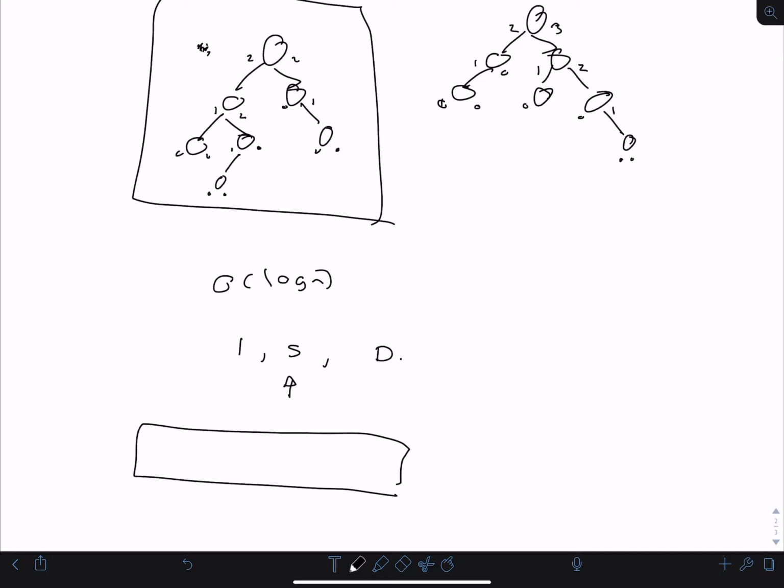The left tree. Oh, shoot, that's right. This should be a 3 right here. Okay. But it's still balanced. Okay, yeah. But yes, good catch.